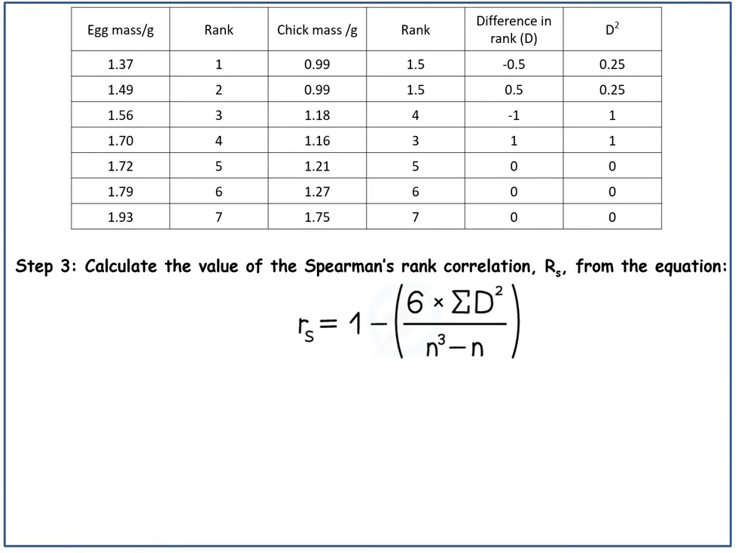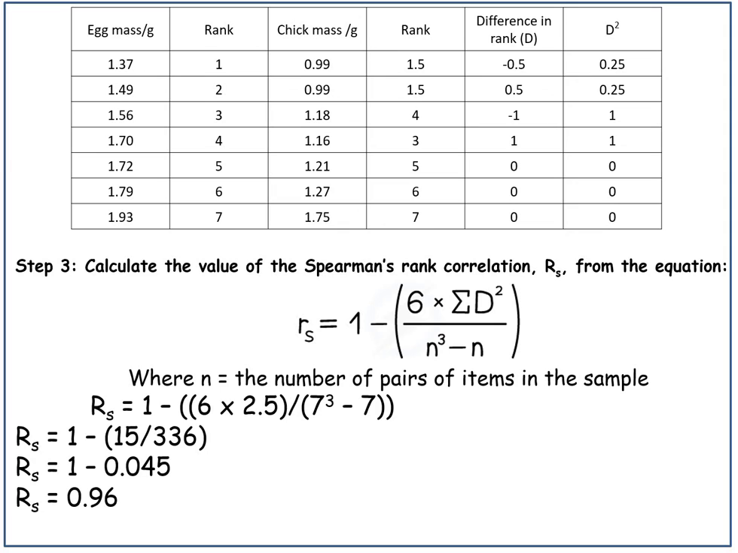Then you calculate this value of the Spearman's rank correlation from the equation. So 1 minus 6 times 2.5, which is what you calculated in the last page, squared, divided by n, which is the number of values, which was, we had 7 data sets, so it's 7 cubed minus 7. So if you put that in again, 1 minus 15 over 336, which is 1 minus 0.045, which equals 0.96. So that is our value of the correlation coefficient.